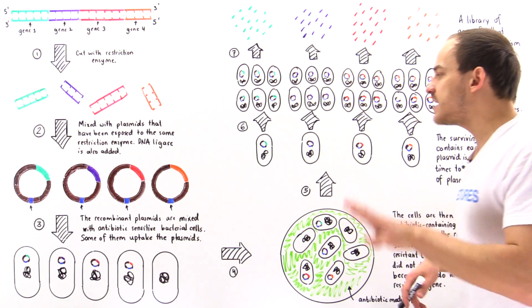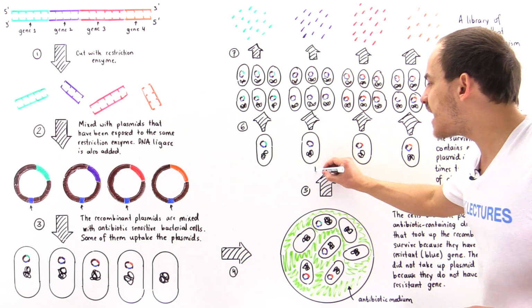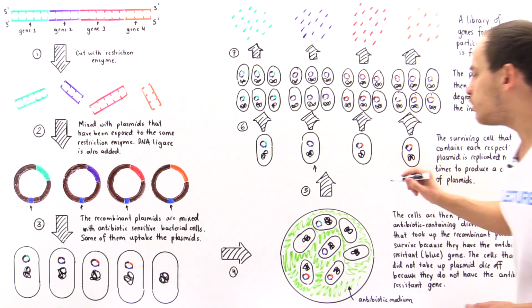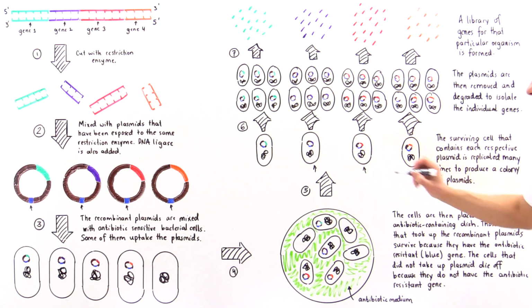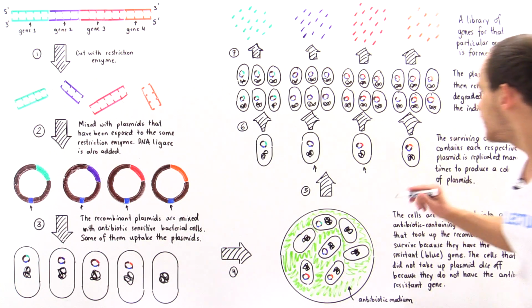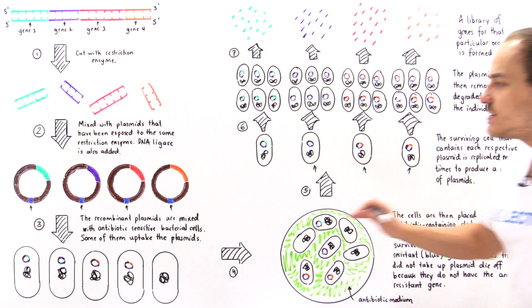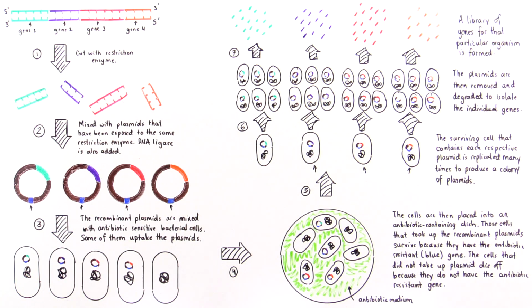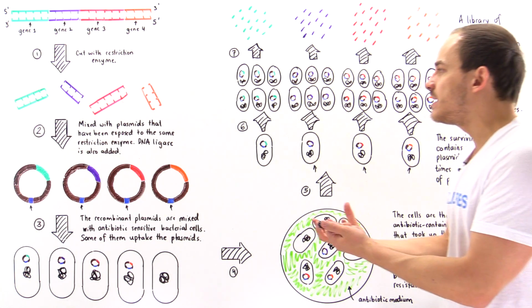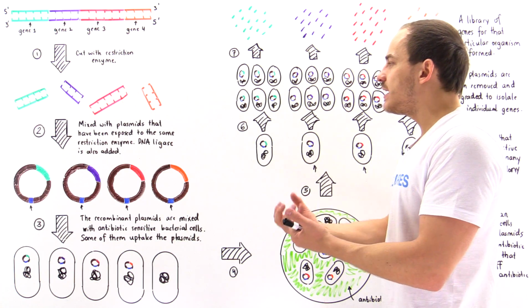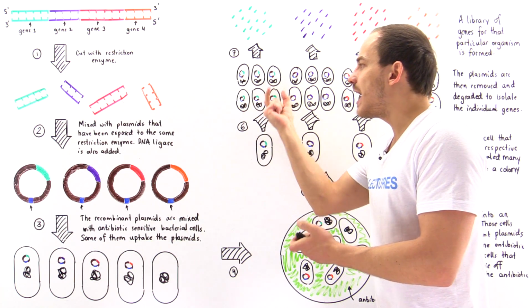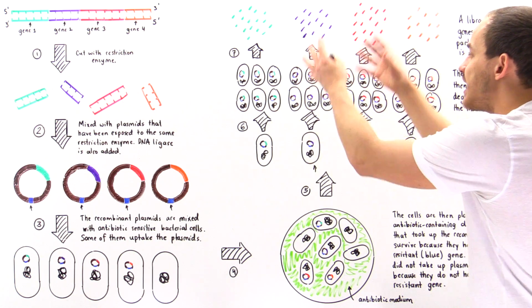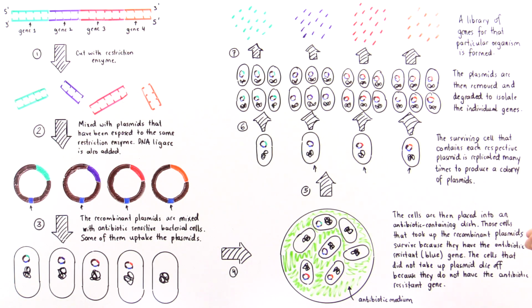And we follow the same exact step with the second type of cell that contains the second plasmid. Then we follow that with the third cell that contains the third plasmid, and the fourth cell that contains this fourth plasmid. And so at the end of the step, what we have is a colony that consists of millions of these identical plasmids. And we have a colony for each and every one of these different types of cells.